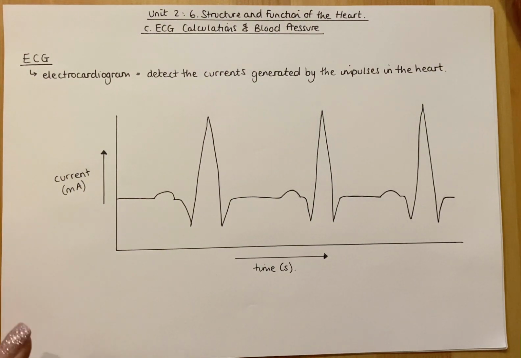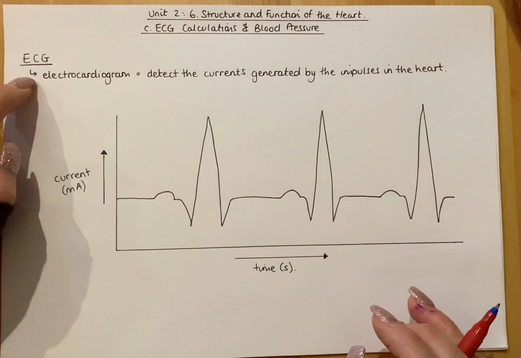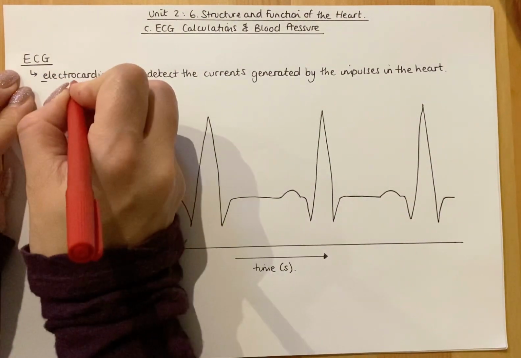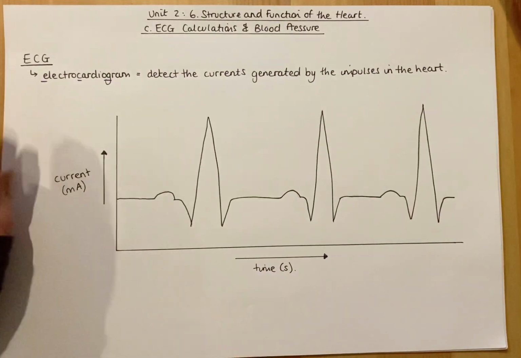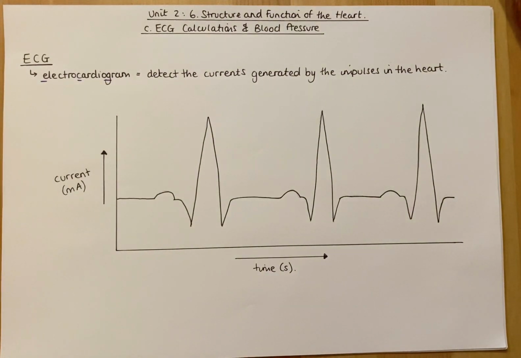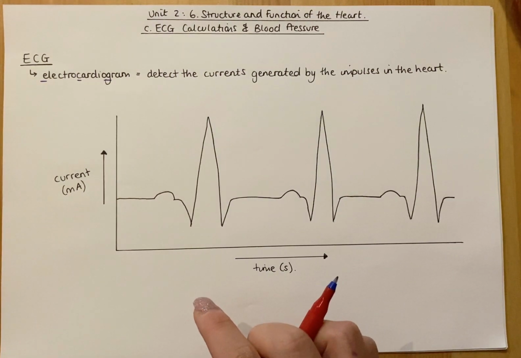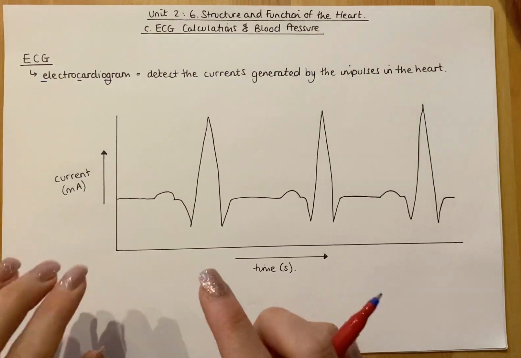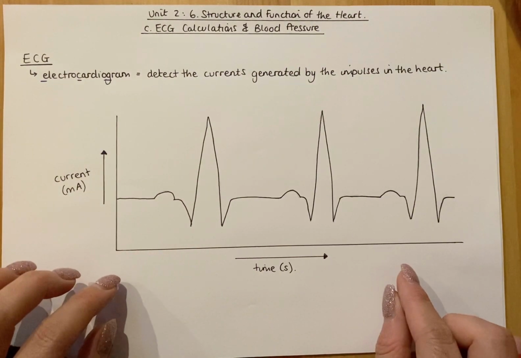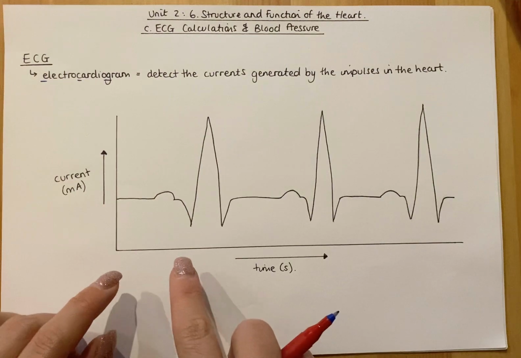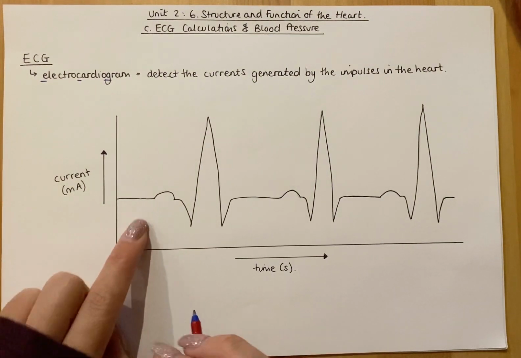Now an ECG is what's called an electrocardiogram, so it's shortened to ECG from electrocardiogram. That'll detect currents generated by the impulses in the heart due to the cardiac conducting system. So when the electrical impulses pass across the heart and the heart contracts at certain points, those impulses would be picked up as a current on an ECG. An ECG looks something like this, and you'll probably have seen it on TV. Now you need to know what each of these parts shows.